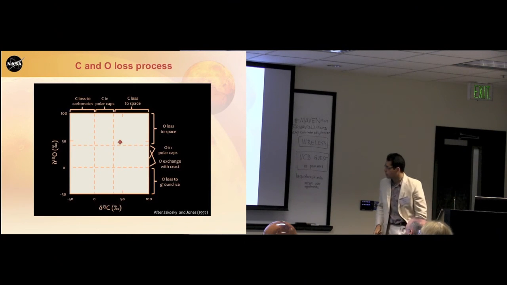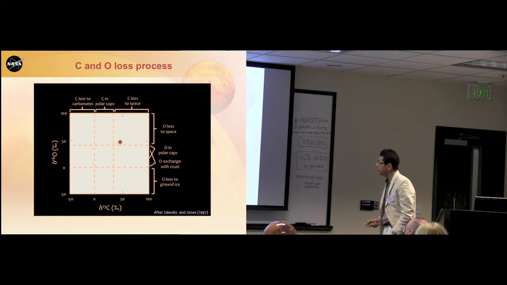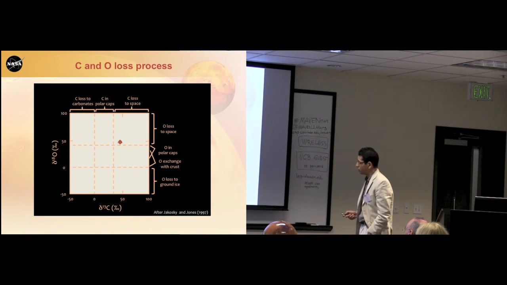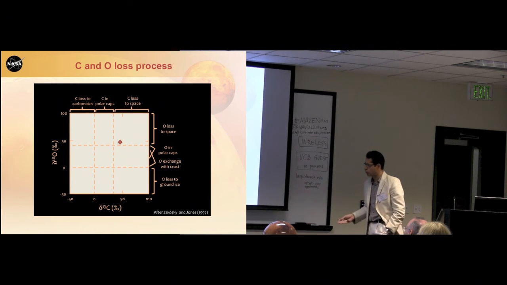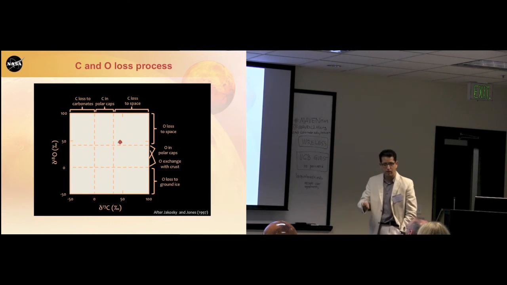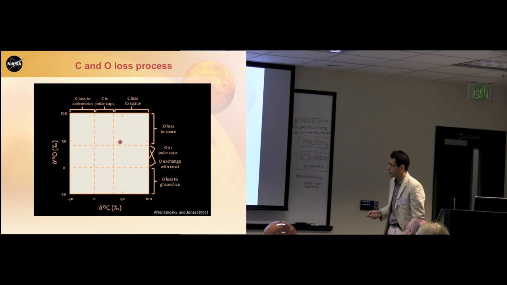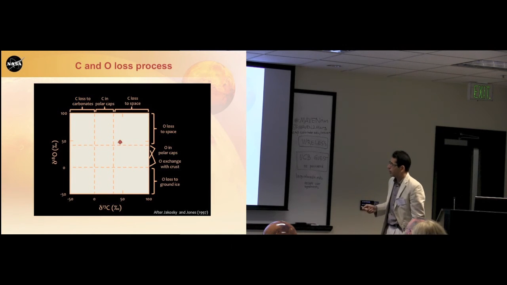So I took another nice plot from one of Bruce's papers, where, as I told you, the isotopic ratios have fingerprints of the loss process of that element. So here, if you plot the deviation of carbon-13 and the deviation of oxygen-18, it depends on the value you get.